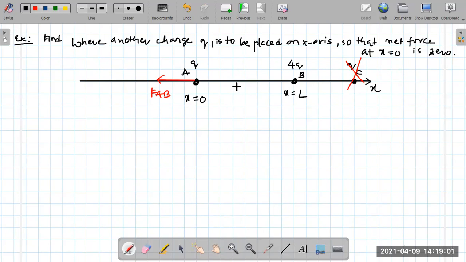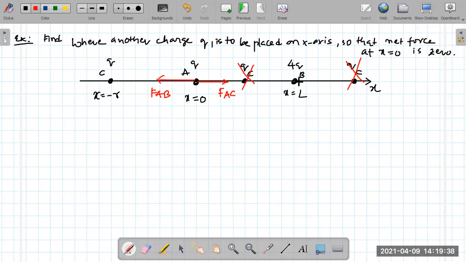Now, should I put it in the middle in the given case? No, sir. Again, it doesn't make any sense. So what should I do? I have to put it to the left side. If I put this charge Q at some point C, on the negative side of the x-axis, let me call its position minus r. If at all it is at minus r, then definitely the force on A due to C will be opposite to this, towards the right.